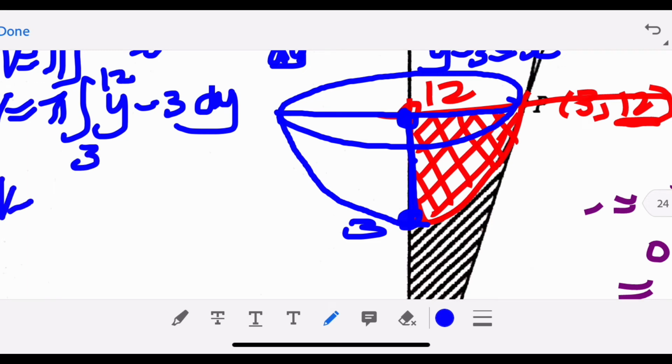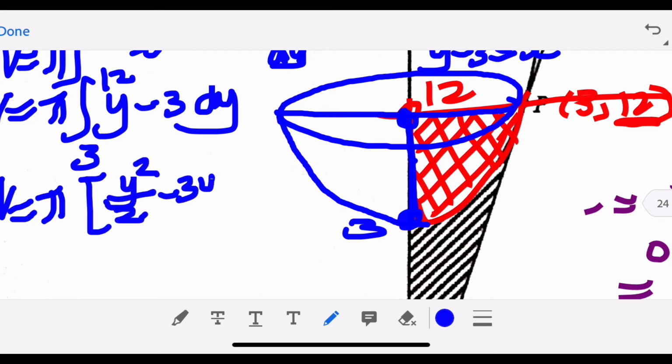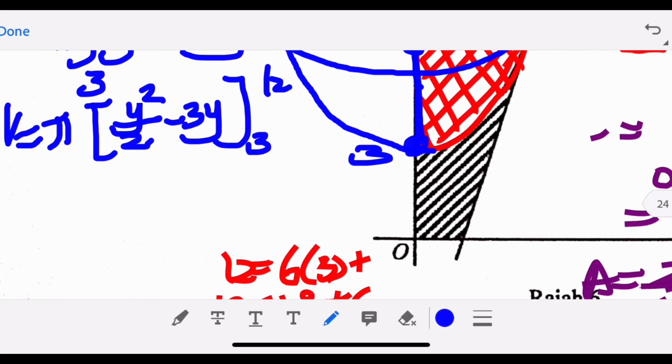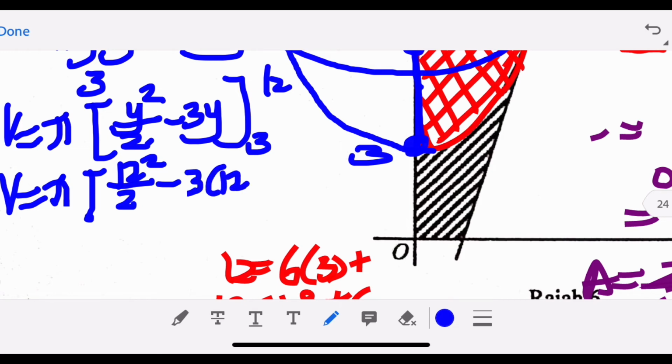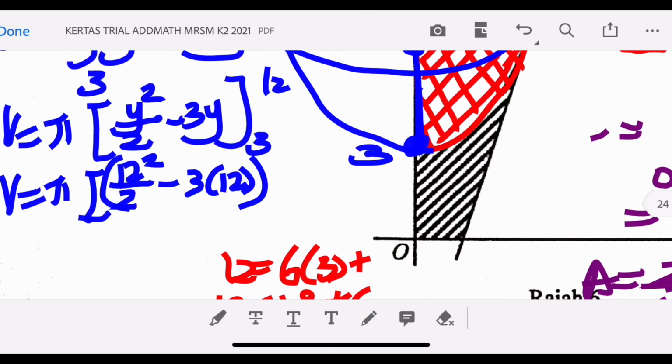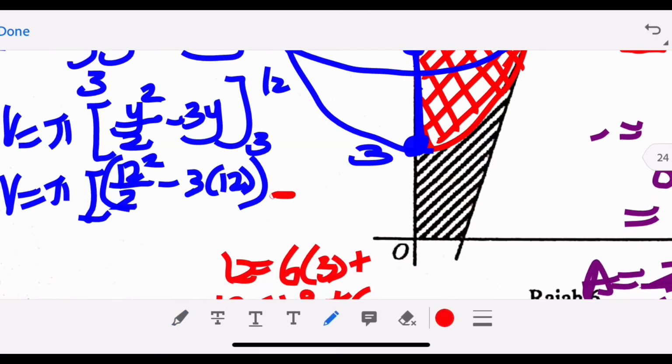So let's integrate to find the volume. It's y squared over 2 minus 3y from 3 to 12. So let's substitute carefully to get the volume in terms of pi. So we have 12 squared over 2 minus 3 times 12, and then let's put a bracket, and we are going to minus out the 3 squared over 2 minus 3 times 3, and then we close the bracket.